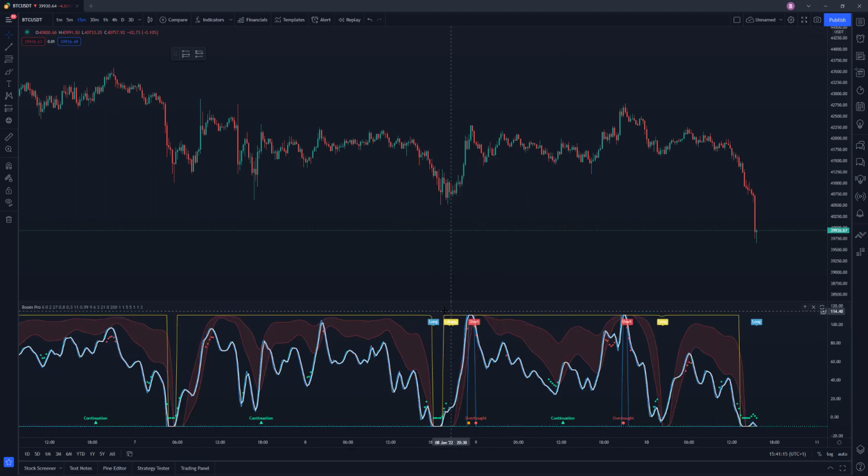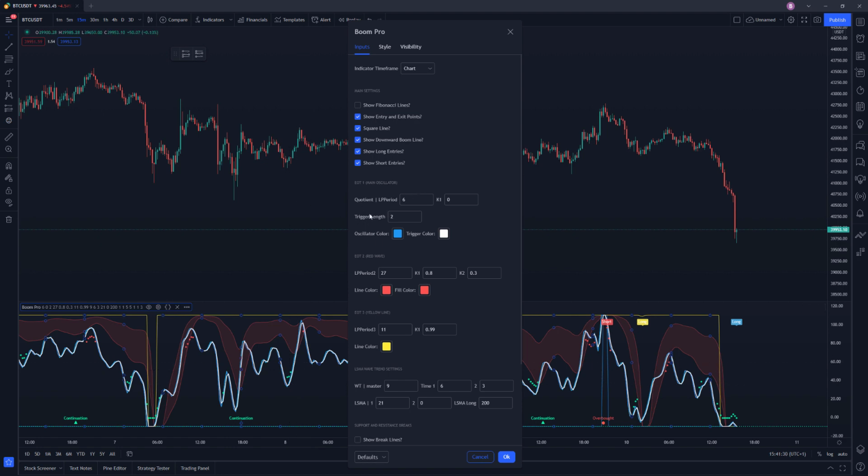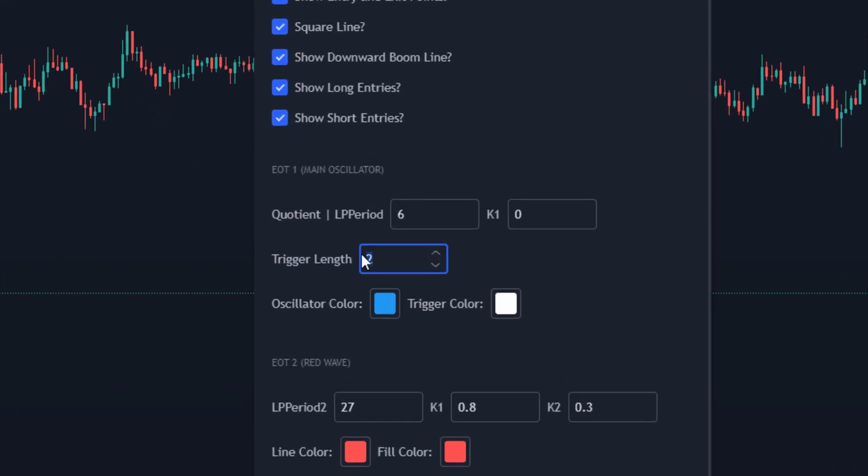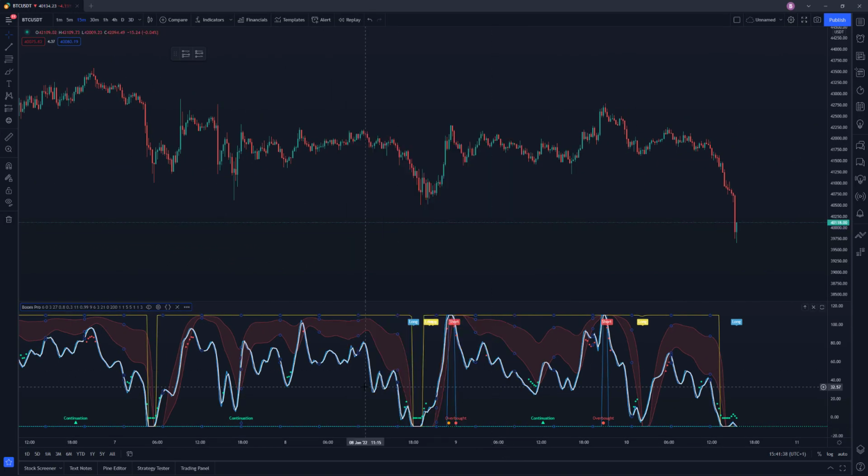It's loading right now. So it's a bit clustered, and I'm going to tell you everything you need to know for this trading strategy. But first things first, let's change the setting. I only change one setting, and that's the trigger length. I would like that to be 3, so we get fewer false signals, like that.